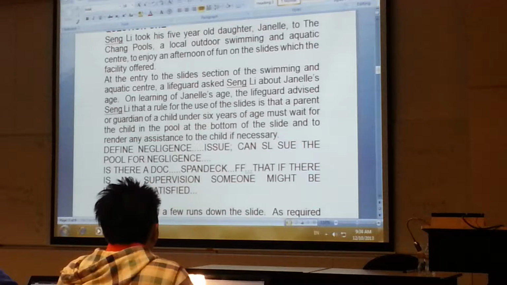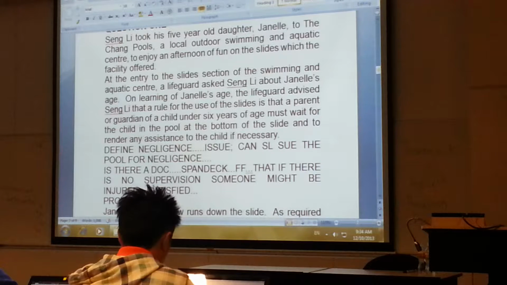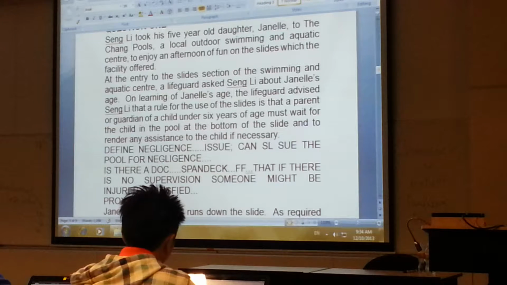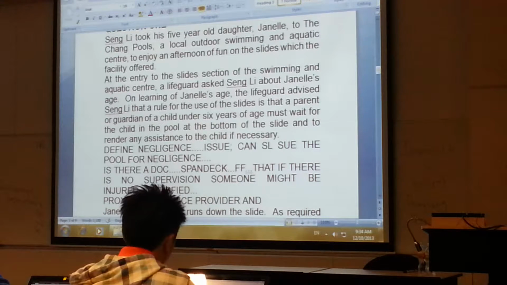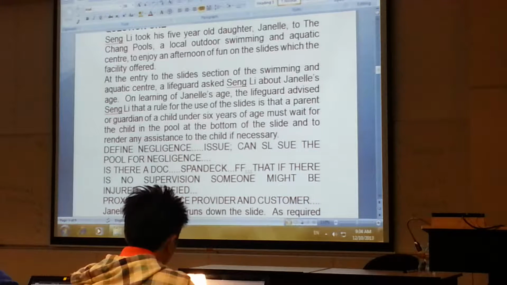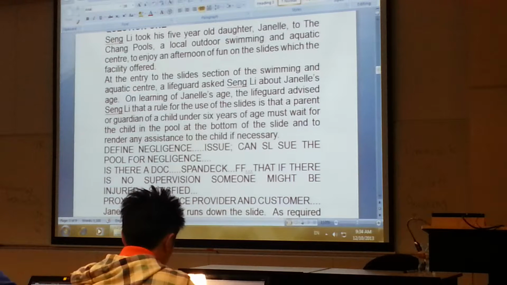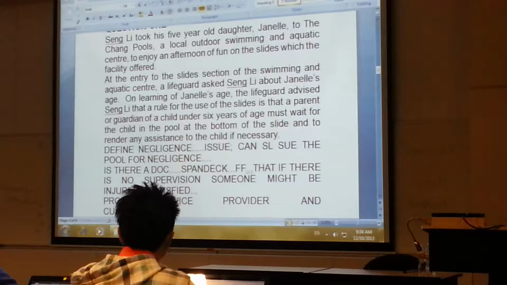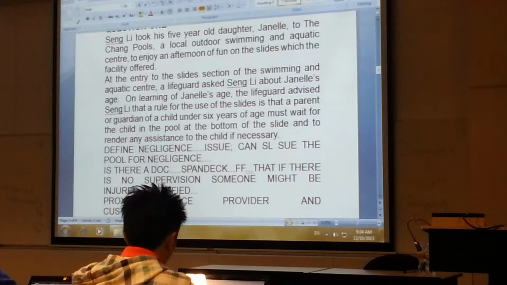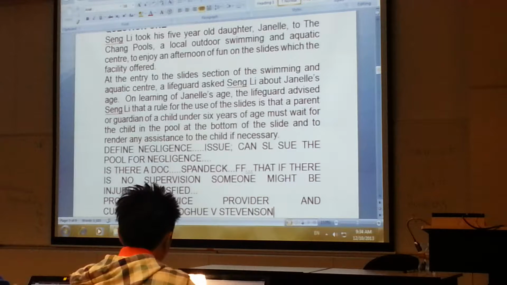Then, class, next, proximity. What's the relationship, class? Basically, you have a service provider and you have a customer. The relationship here: the pool provides a service. Alright? Sing Lee is a customer together with his daughter. Satisfied. You can use Donoghue and Stevenson here if you want to, in support.